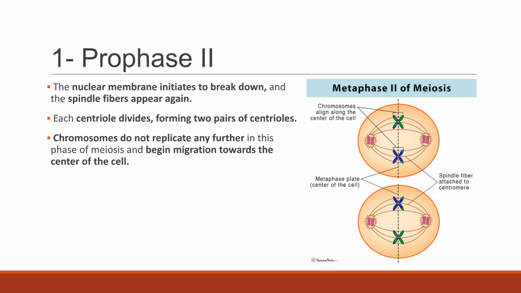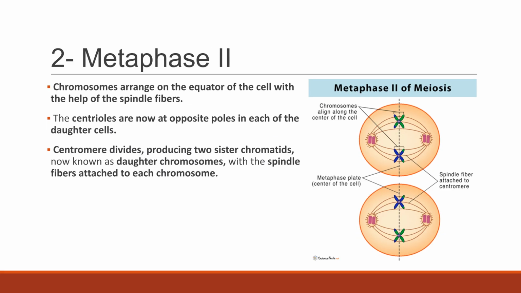In prophase II, the nuclear membrane breaks down, and spindle fibers reappear. Centrioles divide, forming 2 pairs. Chromosomes migrate towards the center without further replication. During metaphase II, chromosomes arrange on the cell's equator with the help of spindle fibers. Centrioles are at opposite poles. The centromere divides, creating daughter chromosomes and spindle fibers attached to each.